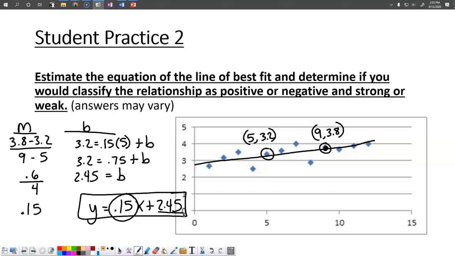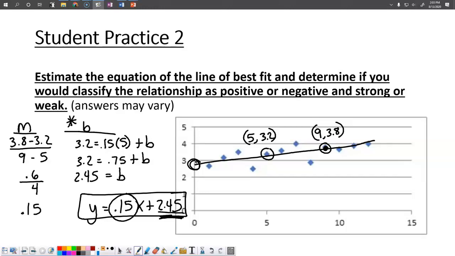And by the way, I just remembered that instead of calculating your y-intercept, you can actually just look up here and see. By calculating it, I got 2.45. But when I look up here, where it touches the y-axis, it actually looks like it's probably more like 2.7. But once again, we're estimating, so it doesn't really matter.